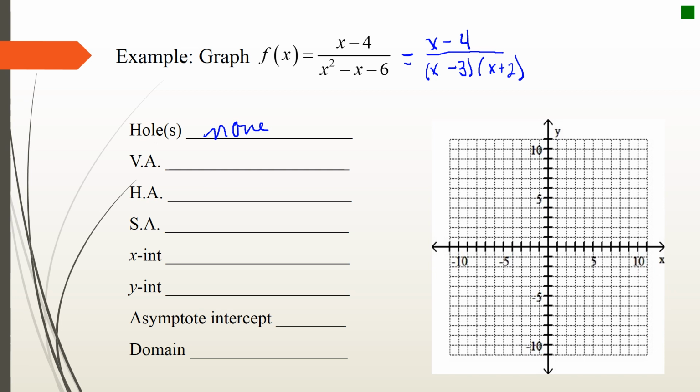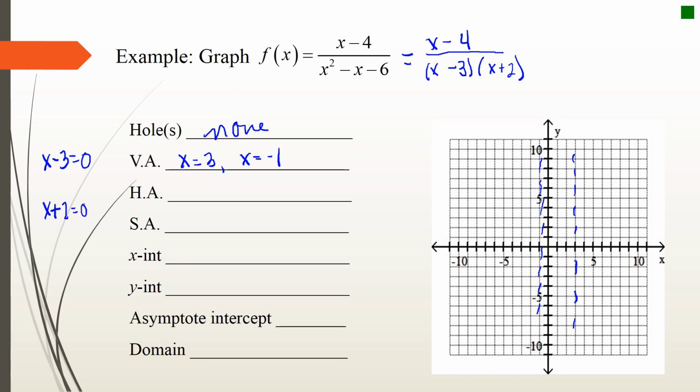Our vertical asymptotes will be when I set the denominator factors equal to 0. So they would be x equals 3 and x equals negative 2. So I would draw those dashed lines to indicate our vertical asymptotes.